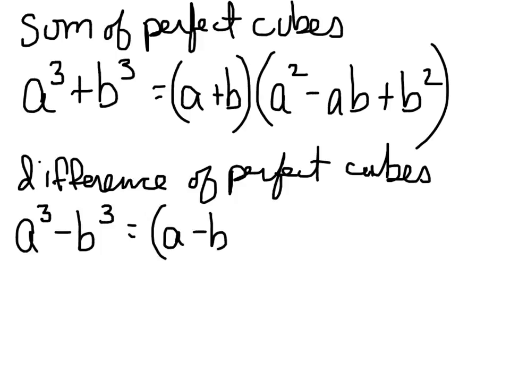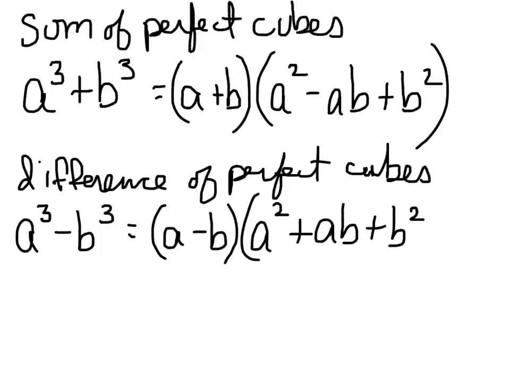Same thing with the bottom one. A minus B, A squared plus AB plus B squared. What's the difference between the 2 formulas? The signs. Right. The sign switch. Notice how the front one was positive here because that was positive. And then the bottom one, this one's negative because that's negative. And then the sign switches in between or in front of the AB part.